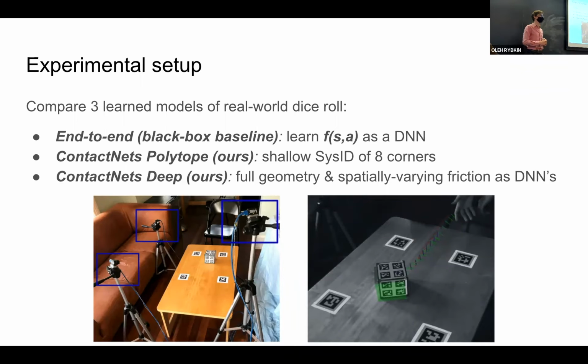First, we're going to consider a baseline method. This is one that we developed. This is this black box method of just mapping current states to next state. We're going to call that end-to-end.